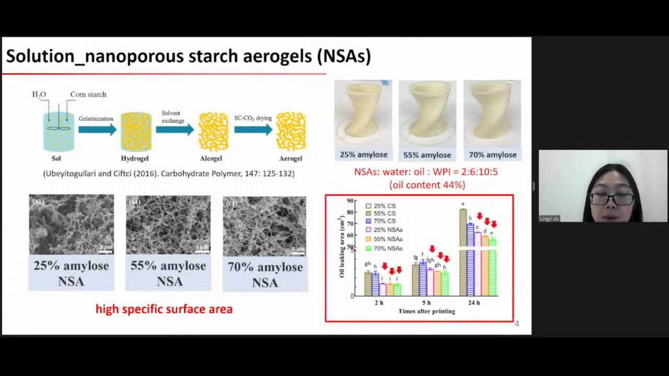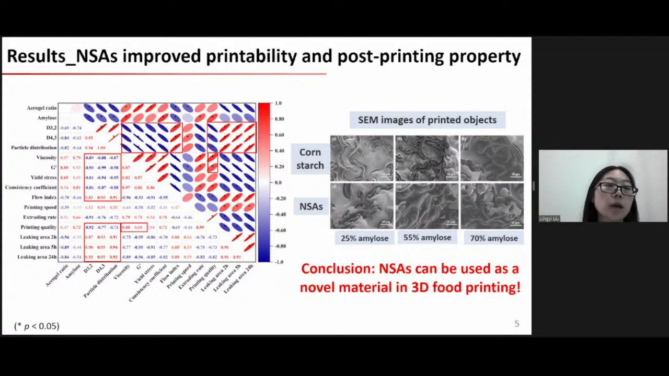And since it's a high oil content printing paste, we also measured the oil leaking area to reflect the oil controlling capacity. We can see the oil leaking area has been greatly reduced by incorporating starch aerogel. To figure out which factors are the most significant ones related to the printability and the oil controlling capacity, the rheological property and particle size distribution were analyzed. We can see the viscosity and the storage modulus are significantly related to the printability. For the oil controlling capacity, the particle size and distribution were the most significant factors, since a smaller particle size can form a tighter microstructure, which helps to reduce the oil leaking problem.